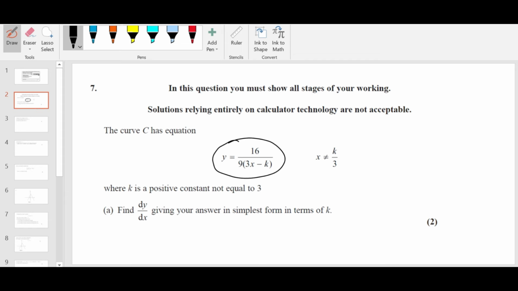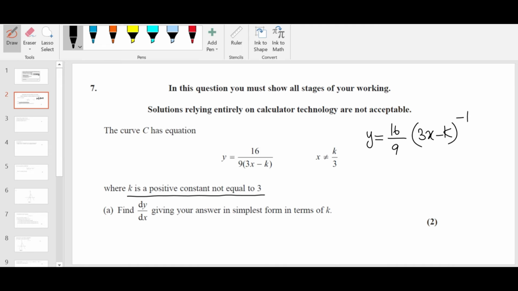with equation y is equal to this, x is not equal to k over 3, because when you put k over 3 here in the place of x, the denominator becomes 0. That's like an asymptote of this graph, where k is a positive constant not equal to 3. Find dy by dx. Write y as 16 over 9 (3x minus k) to the power negative 1.